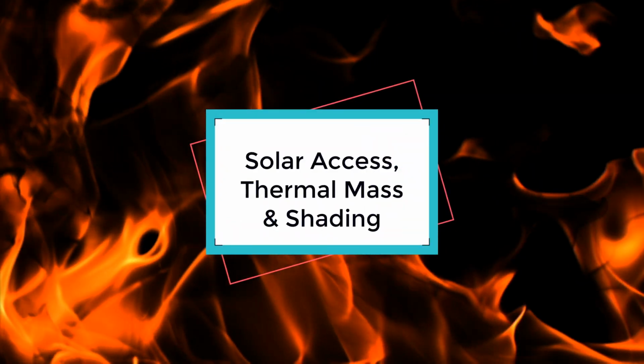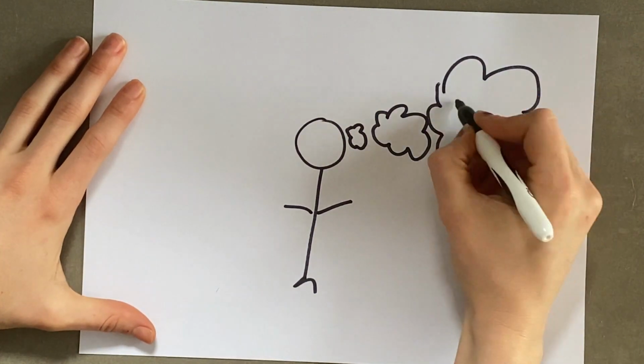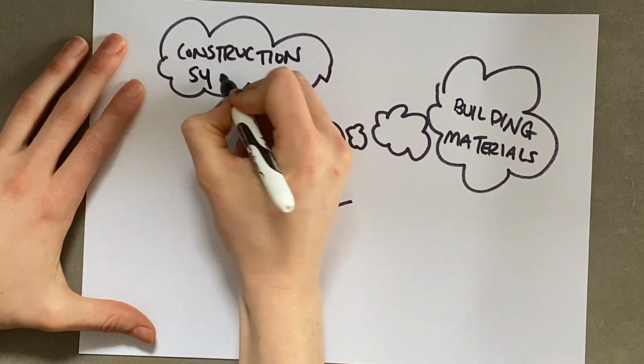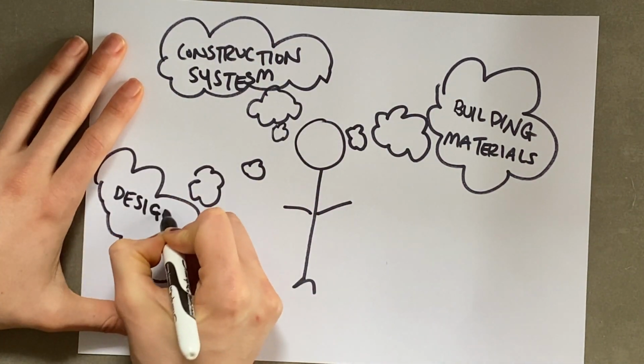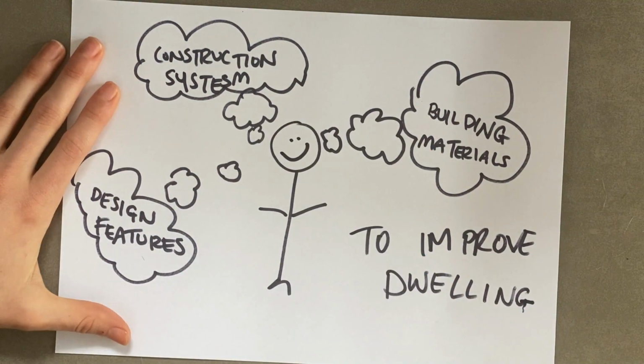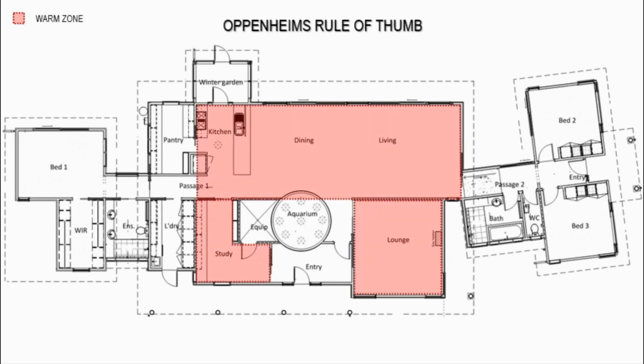The second item of the agenda for today is solar access, thermal mass and shading. Things that relate to this topic are the building materials, construction systems and other design features that are currently present at the subject building that have been identified as key elements and that can be improved. The existing floor layout is good and appropriately zoned when considering Oppenheim's rule of thumb, as the high-functioning living spaces are bundled together in a central hub and orientated to the north.